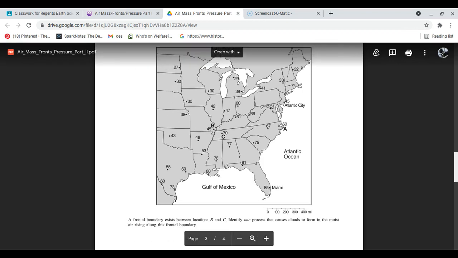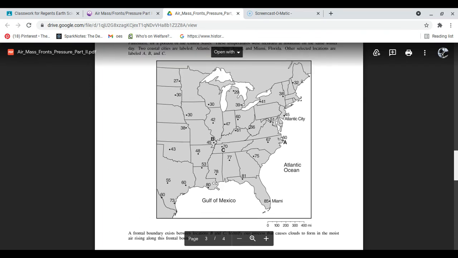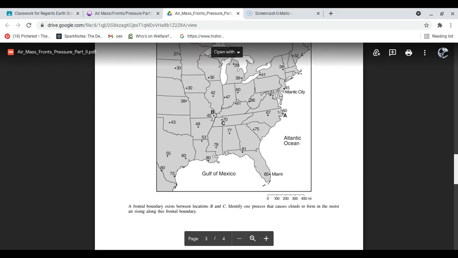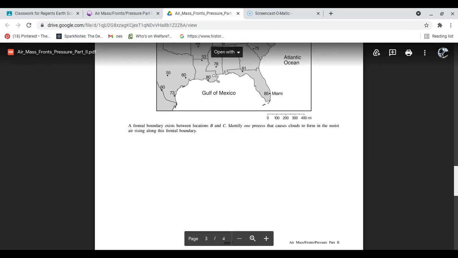Number 4. Let's look at the question. It says, a frontal boundary exists between locations B and C. I see B and I see C. They're fairly close. Identify one process that causes clouds to form in the moist air rising along that frontal boundary. What causes clouds to form? Something about a pressure system. What would cause clouds to form in that moist air rise?